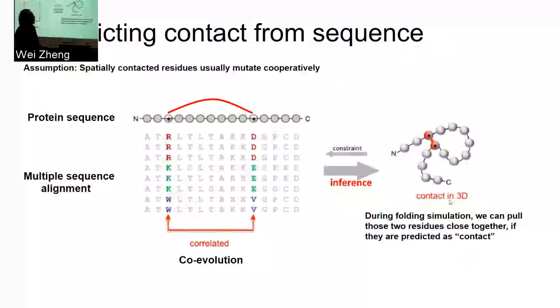Recently, in research, people found that residues which form contact have some special relationship in protein evolution. This special evolution is called coevolution, which means the residues which form contact usually mutate together, and this coevolution can be observed in the multiple sequence alignment for the query protein.